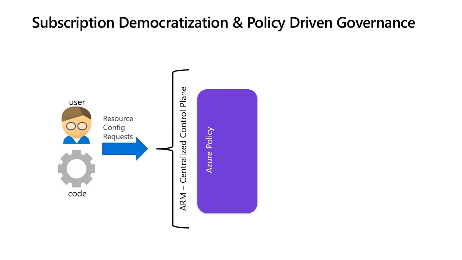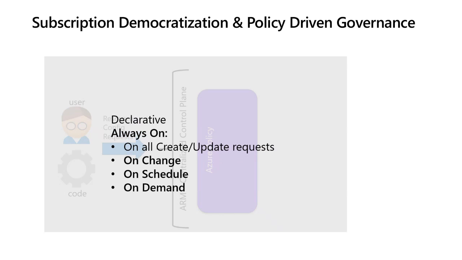And Azure Policy is always on. It's not something anyone can disable. It's always there looking after the request, whether you have enabled it or not. It works on all the create and update requests, meaning HTTP PUT. It works on change, on schedule, and also on demand. So let's have a look at what that actually looks like.